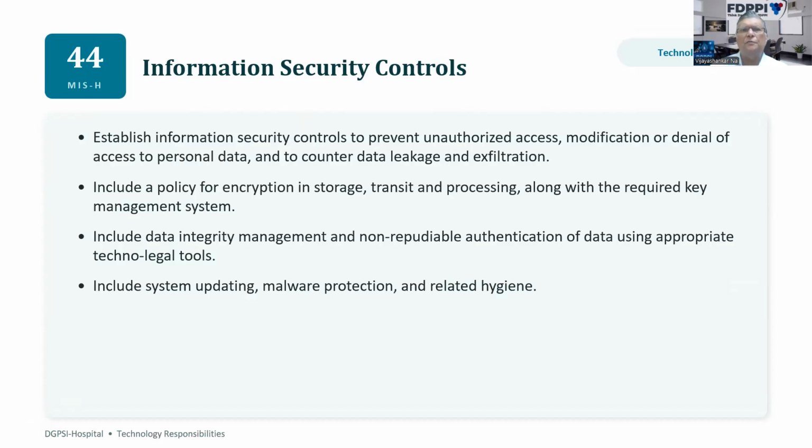Implementation specification 44 is about information security controls. Establish information security controls to prevent unauthorized access, modification, denial of personal data, and to counter data leakage and exfiltration. Include a policy of encryption in storage, transit, and processing, along with the required key management system. Include data integrity management and non-repudiable authentication of data using appropriate techno-legal tools. Also include system updating, malware protection, and related hygiene.